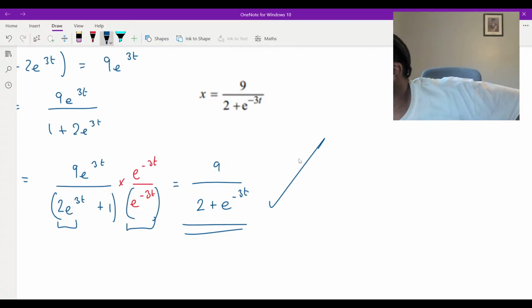Yeah, c was 0. c was 0. Yeah? Everybody happy with that?